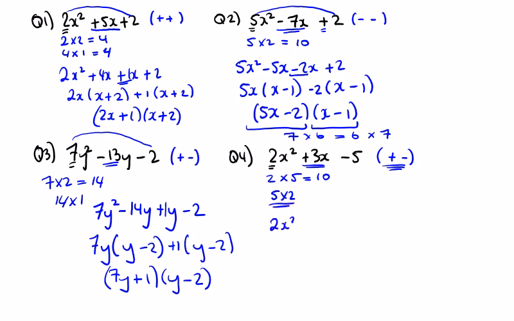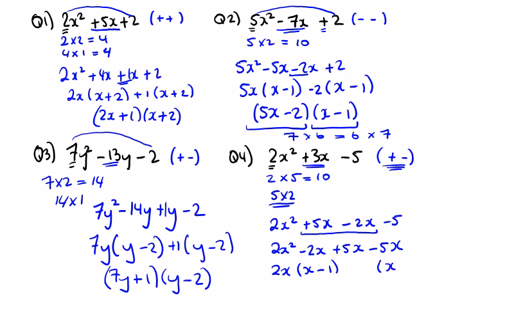So how do I write it out? 2x squared. It's going to be plus 5x minus 2x minus 5. Now, I can see here, the order normally isn't important, but in this case, if I bring the two 2's together, it just makes it a little bit easier to factorize. So 2x by x minus 1. You're all shouting at me, put x minus 1 in that second bracket and put what in front of it? Plus 5. 2x plus 5 by x minus 1.